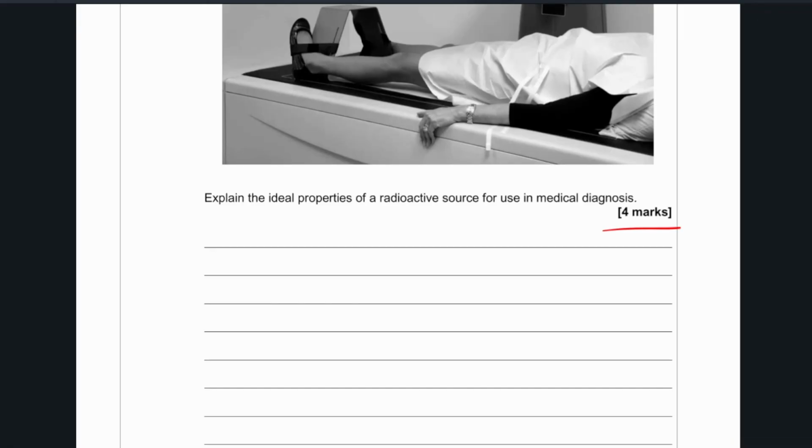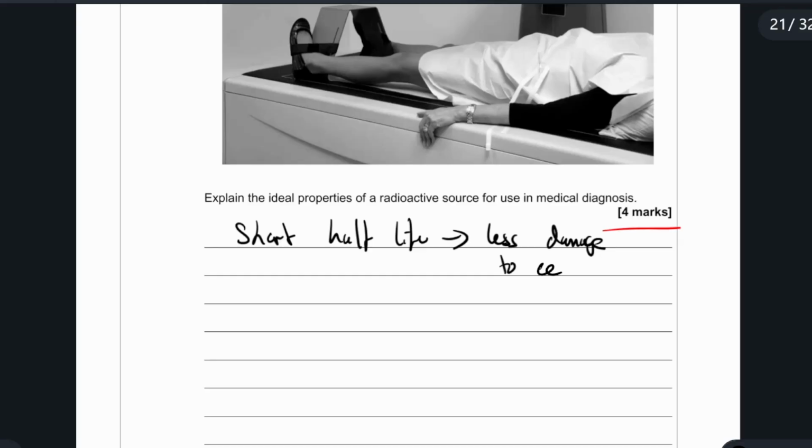And so the idea is that some things that you can mention is that you have something with a short half-life. So why do you want something with a short half-life? Well, something with a short half-life will cause basically less damage to cells. If you can imagine, if you have something with a short half-life, it means it's going to decay very quickly, and so it's going to be able to cause less damage because it's going to be in there for a lower amount of time.